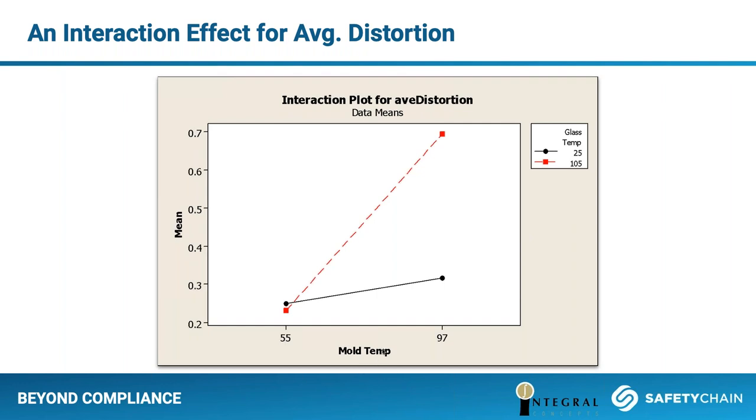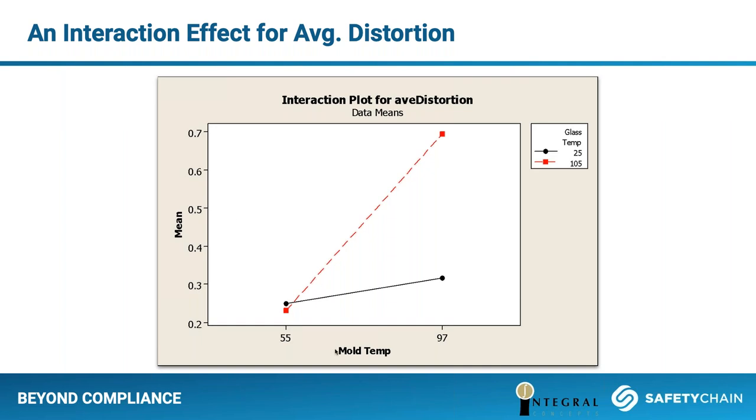Now, when I show you this graph, I've got mold temperature down here again, and over here I have distortion again. But this time, I'm showing a different story. The black line is what happened in my experiment when glass temperature was at 25 degrees C. And what we can see here is when the glass temperature was pretty cool, mold temperature actually doesn't have a dramatic effect on distortion. However, when glass temperature was hot, at 105 degrees C, now all of a sudden, changing the mold temperature has a huge impact on distortion.